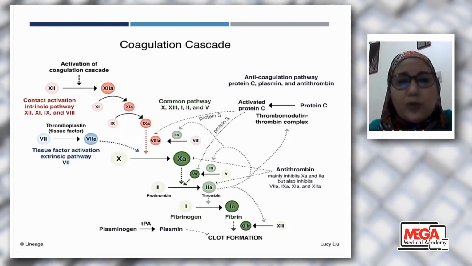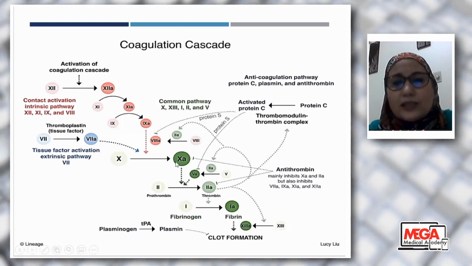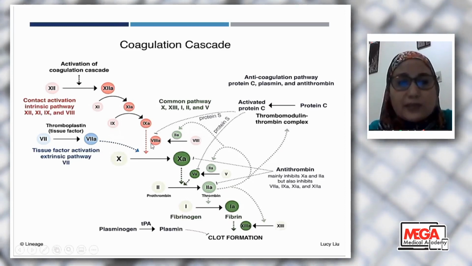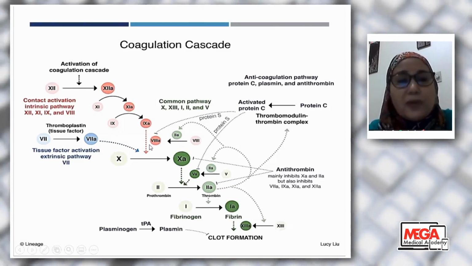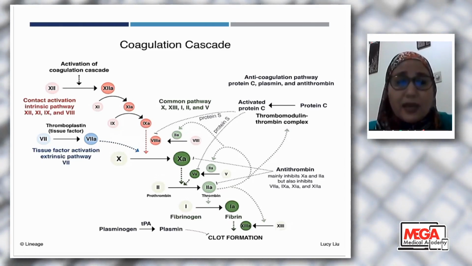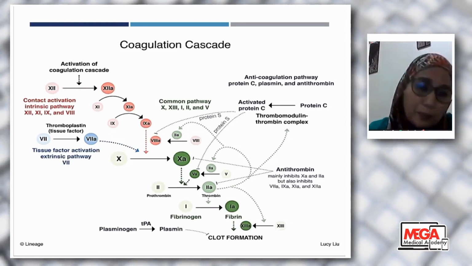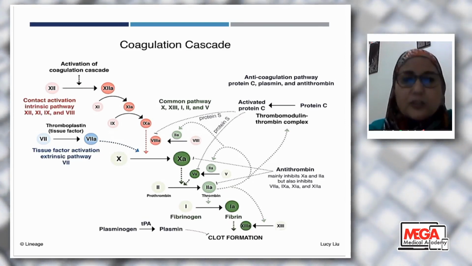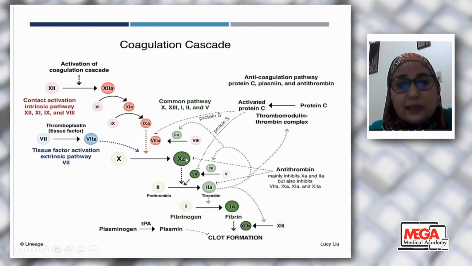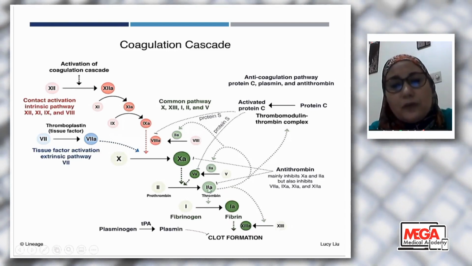The common pathway starts with activation of factor 10 into active 10, in the presence of active factor 8, factor 5, calcium, and platelets. So this is the link between the coagulation cascade and the platelet plug, or platelet activation. Then activated factor 10 will stimulate prothrombin, which is factor 2, into active factor 2.